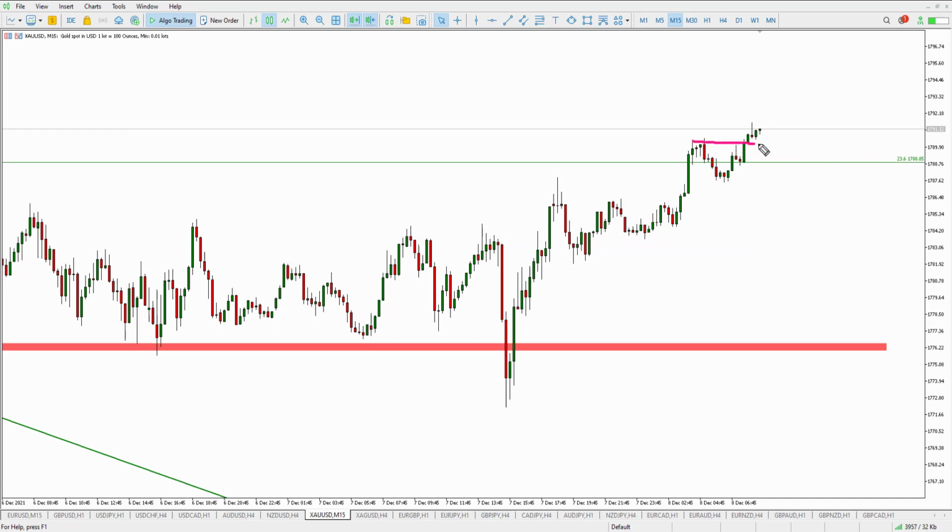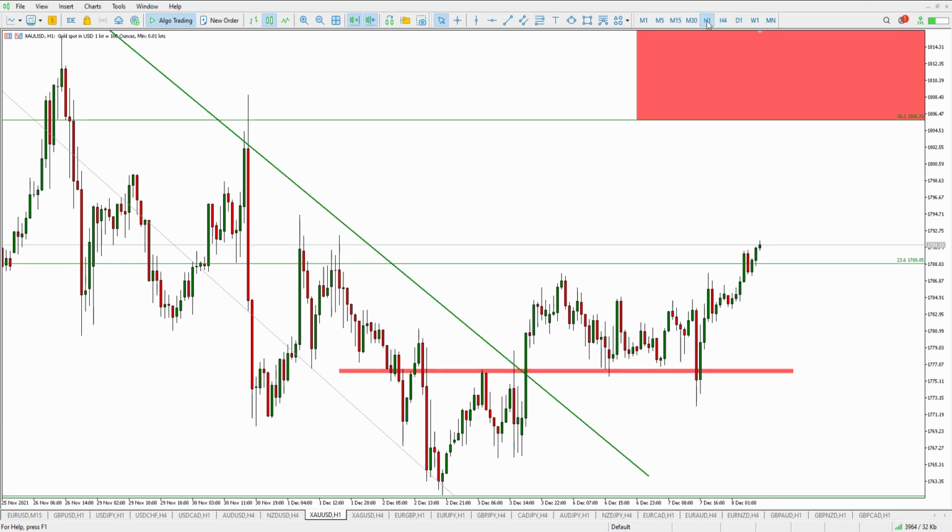You've got now another breakout of previous structure. You can wait for price to come here for the pullback, and then you can anticipate the next move up. So plenty of opportunities here on euro dollar and gold. I hope that helps you, and you're more confident in your trading now.